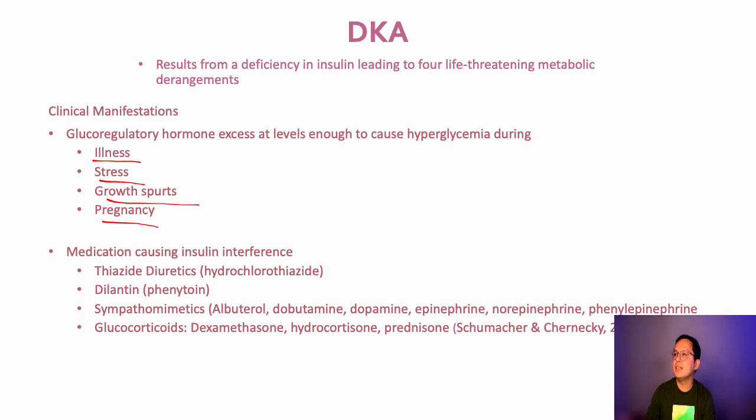Also remember that during illness, mutaas ang imuhang sugar levels. So medication causing insulin interference: thiazide, okay, dilantin, sympathomimetics, albuterol, dobutamine, dopamine, epinephrine, norepinephrine, phenylephrine, and glucocorticoids, dexamethasone. So always remember, class, if you give a patient dexamethasone or prednisone, always check blood sugar. Okay, why? Because they interfere with insulin, therefore causing hyperglycemia.